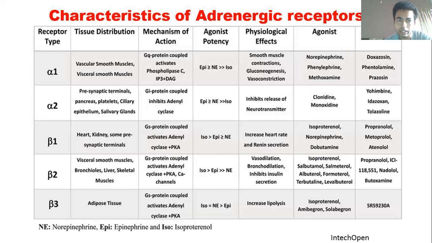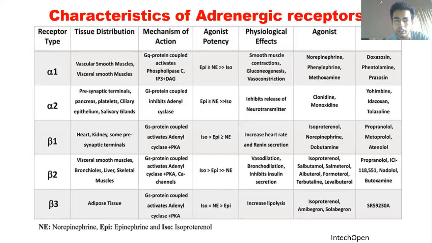So coming to the next slide, in this slide we will see the characteristics of adrenergic receptors. Now there are different types of adrenergic receptors, out of which there are two alpha receptors, that is alpha 1 and alpha 2 receptors, and then there are three beta receptors, that is beta 1, beta 2 and beta 3 receptors.